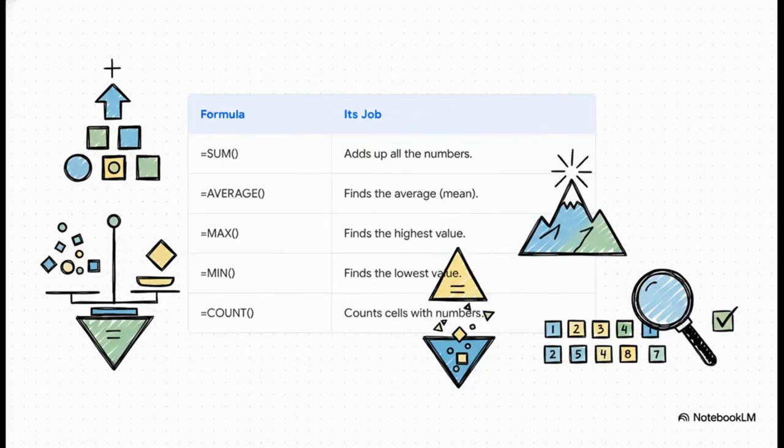And here they are, the big 5. Sum does exactly what it sounds like. It adds everything up. Perfect for budgets. Average gives you the mean value, the middle ground. Max and min are fantastic. They instantly scan your list and pull out the absolute highest and lowest numbers. And count is super useful for just seeing how many items you have. But just remember, it only counts the cells that actually have numbers in them.